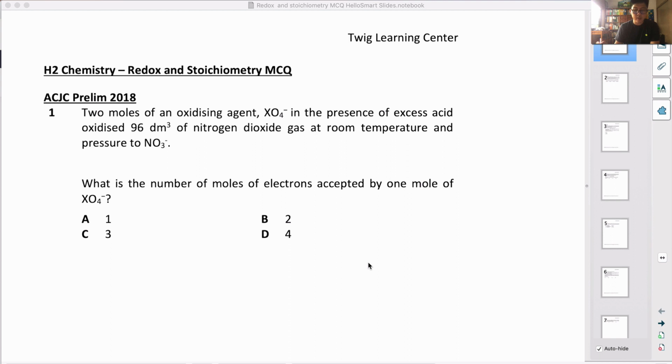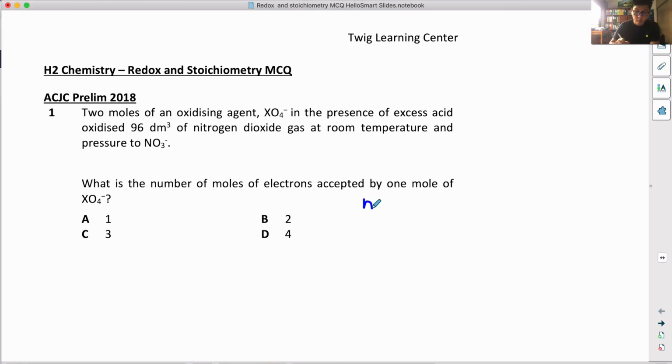2 moles of an oxidizing agent, XO4 minus, in the presence of excess acid, oxidize this number of moles of nitrogen dioxide at room temperature and pressure to NO3 minus. What is the number of moles of electrons accepted by 1 mole of XO4 minus? All right, so normally with this type of question, you always have to try to find out the mole ratio first. So let's see how you do it.